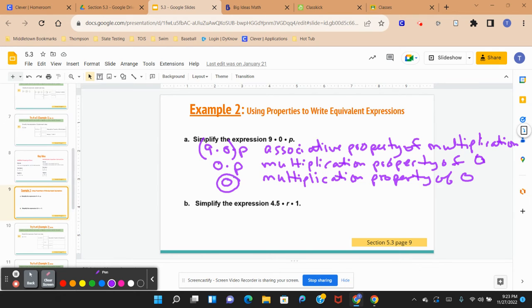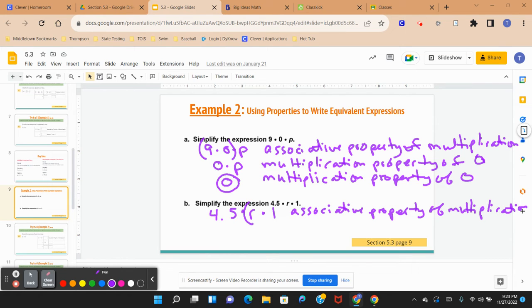So let's see if I can write to the bottom. Yes, I can. Okay, we're going to do 4.5 times r times 1. Be careful. Make sure your raised dots look thicker and higher than the decimal in 4.5. Again we can put parentheses, so we're going to use the associative property of multiplication.